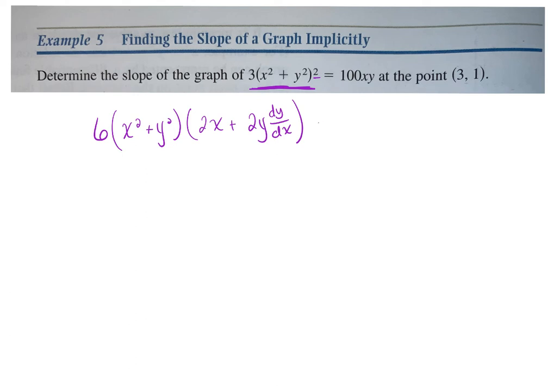On the right-hand side, I have to do the product rule. The derivative of the first is just 100 times the second, which is y, plus the first, 100x, times the derivative of the second, which is just 1 dy dx.